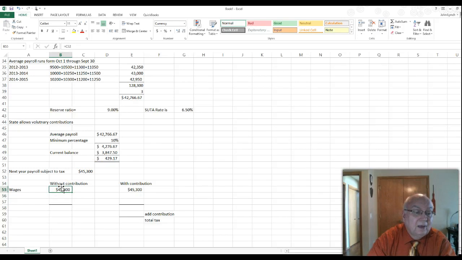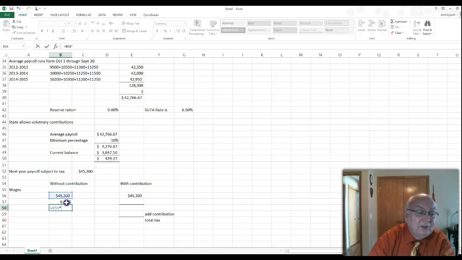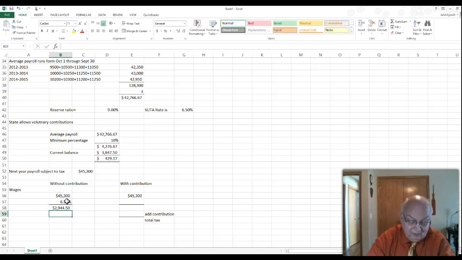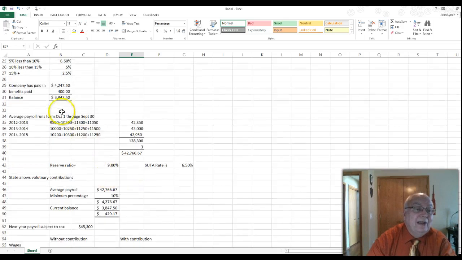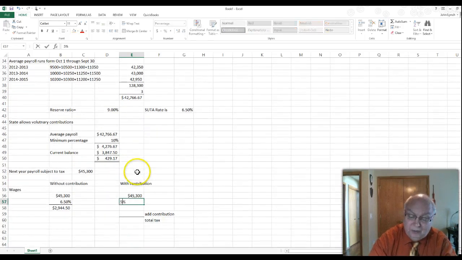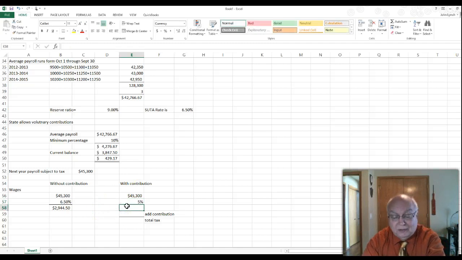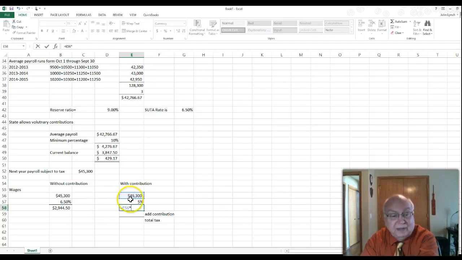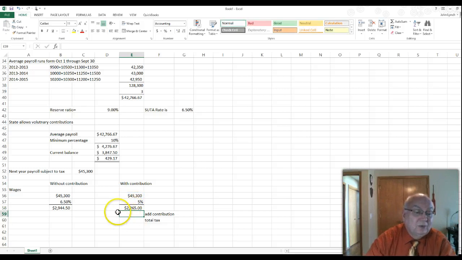Okay, with, move this down one. Our rate currently is 6.5%. So if we did that, we'd take the 45,300 times. Okay, so we paid $2,944.50 in. With the 429 paid in, we lower our rate to 5%. So we'd have 5%. Okay, so we would take the 45,300 times the 5%, and that gives us 2269.